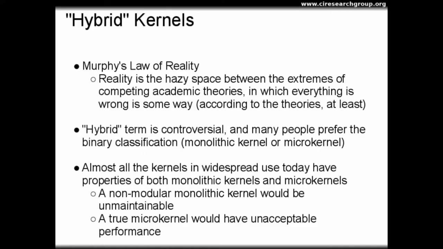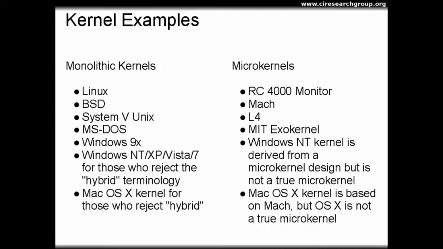Thus, microkernel-based systems typically have some of the features of monolithic kernels, such as more device drivers and other code that runs inside the kernel's memory space. Some examples of different types of kernels. For monolithic kernels, in addition to the System 5 Unix kernel, which is a descendant from the original Unix kernel, we have the Linux kernel, BSD, MS-DOS, and Windows 9X kernels. Windows NT, XP, Vista, and 7, if you don't prefer to use the hybrid terminology, would also qualify as monolithic kernels. And the Mac OS X kernel falls into the same category.